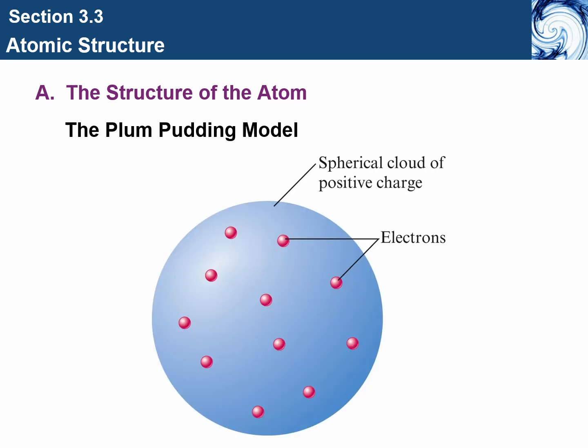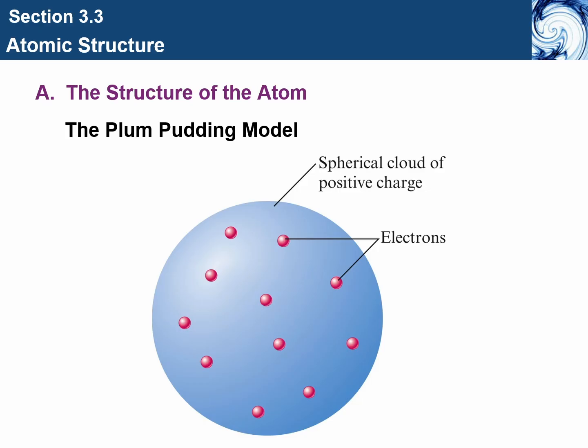Oh, the plum pudding model. After the discovery of the electron, scientists needed a model that included both negative electrons and the overall neutral charge of an atom. The plum pudding model pictured the atom as a diffused sphere of positive charge with a bunch of negatively charged electrons scattered throughout it.